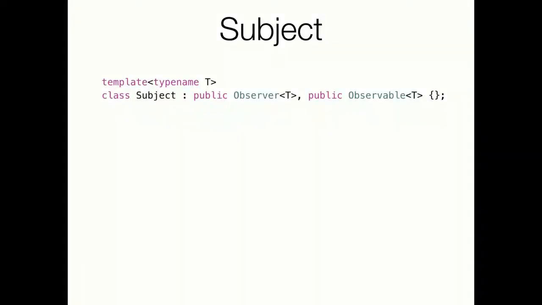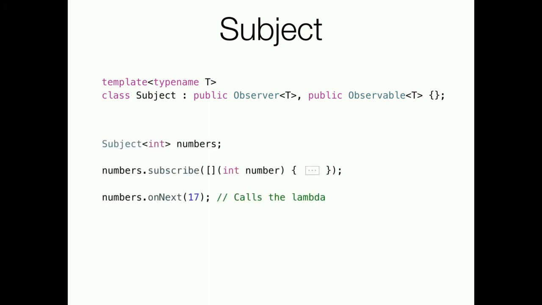So one other thing that's very useful is the subject, which is just an observer and an observable. And this is handy because it connects both sides. Because it's an observer, you can call onNext on it, and whenever you do, the observable side emits the value you pass to onNext. So that's kind of like a proxy between the two. For example, we can create a subject of integers and call it numbers. And we can subscribe. Here we are using a lambda, which is also possible instead of an observer. And we can call onNext on the subject with 17, and this will just call the lambda. So that's how subjects work.